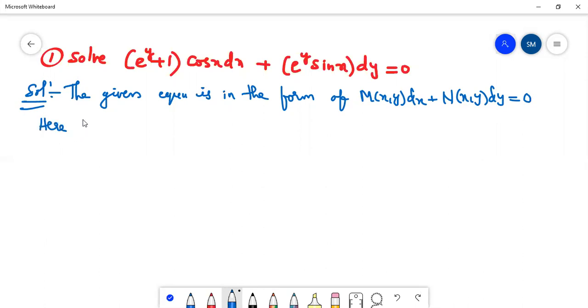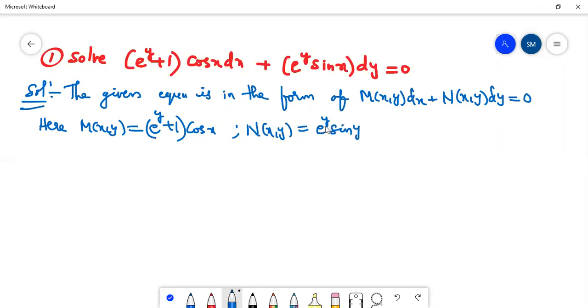Here, M of x comma y is equal to (e power y plus 1) into cos x, that is the dx coefficient, and N of x comma y is equal to e power y sin x, that is the dy coefficient. Next, we can check the exact relation.